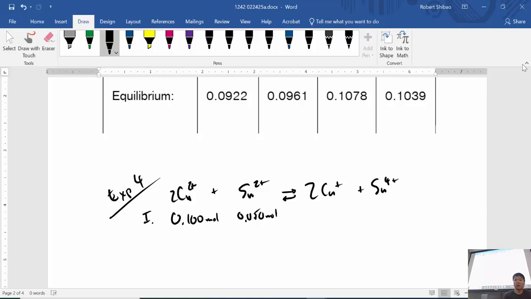And then over here on the product, I'm going to make this one at 0 moles. And then over here for the tin, I'm going to make this 0.100 moles. And then there's going to be some kind of change, and then we're going to wait until the change stops and we hit the end of the reaction or equilibrium.